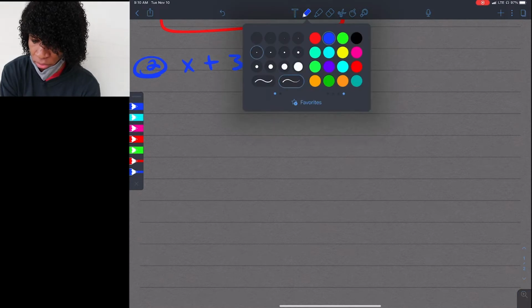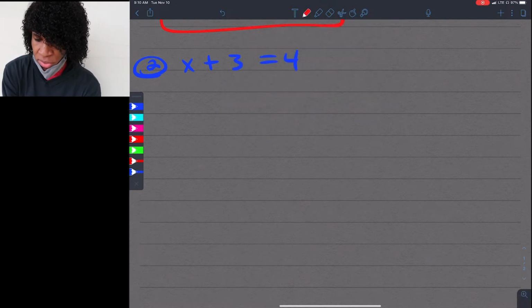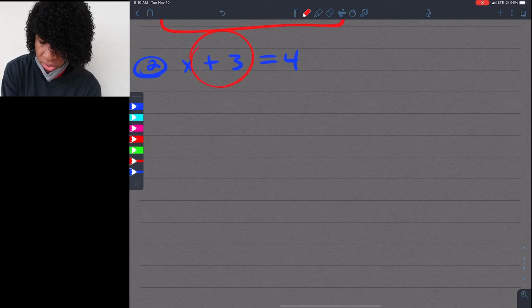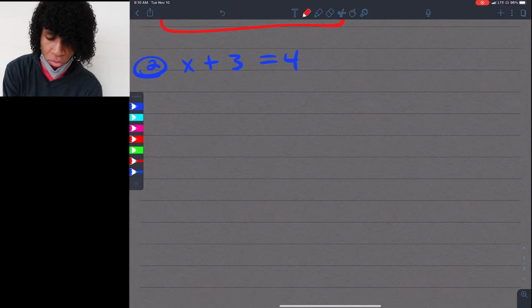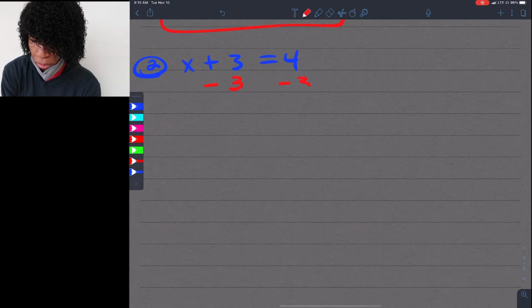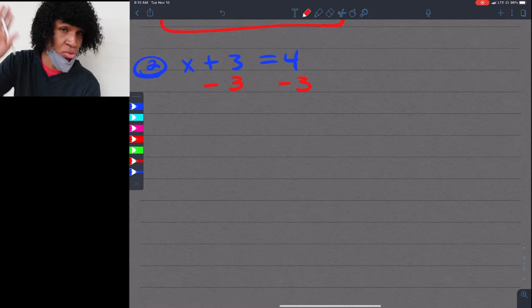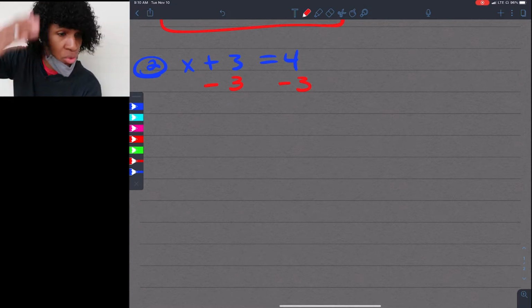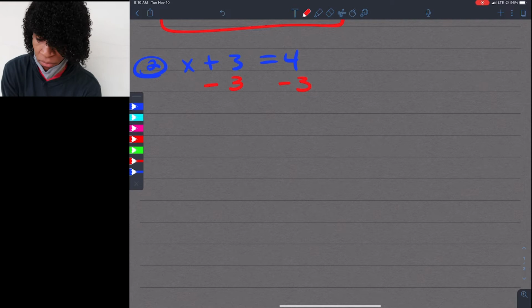So I'm gonna swap over to red. I'm looking at this plus 3 and I'm saying, oh Lord, okay? The plus 3 is in the way. This is what's in the way of my x. So I'm gonna do the opposite of adding 3, which is subtracting 3. And then I'm gonna subtract 3 from both sides, because I can't just subtract 3 from one side and leave it alone. What you do to one side, you must do to the other, okay?